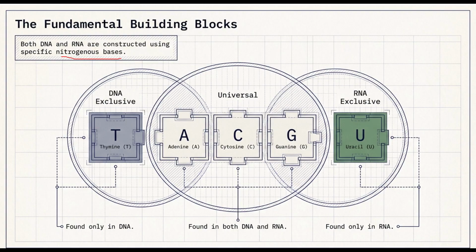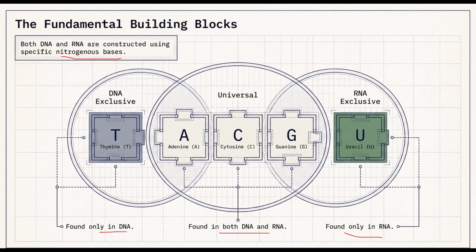So adenine pairs with the thymine in DNA, while in RNA it pairs with the uracil. Thymine is only found in DNA and uracil is only found in RNA. So this is exclusive for DNA and this is exclusive for RNA. And adenine, cytosine, and guanine are universal. It is found both in DNA and the RNA.